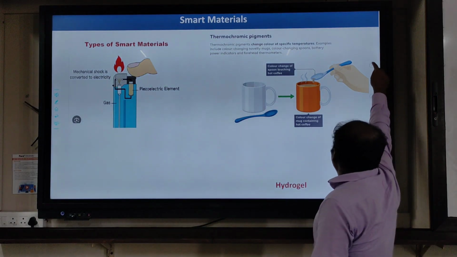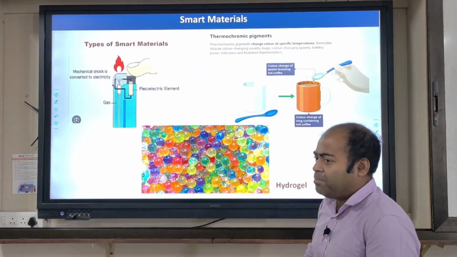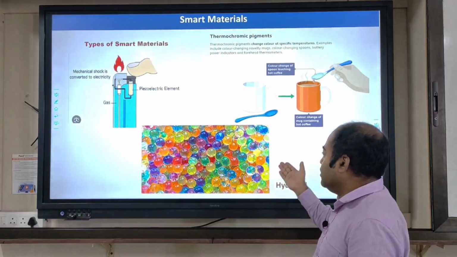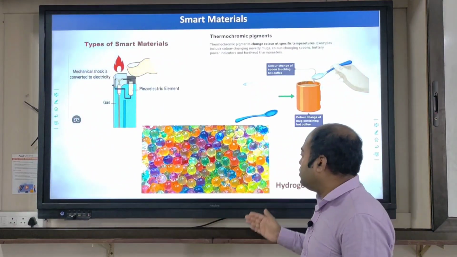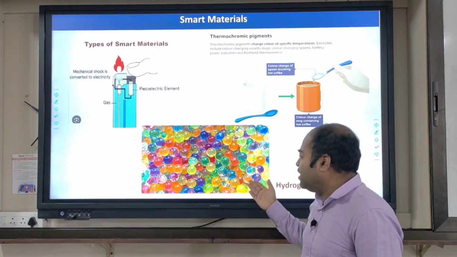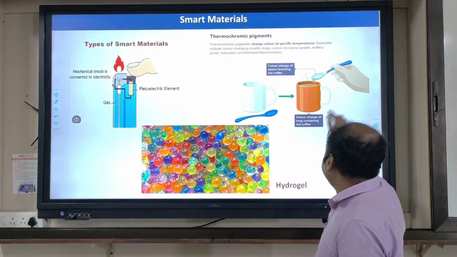Then these are the hydrogels. These hydrogels have many types of applications in the medical field, for decorative purposes, and in many other fields, including chemical synthesis.